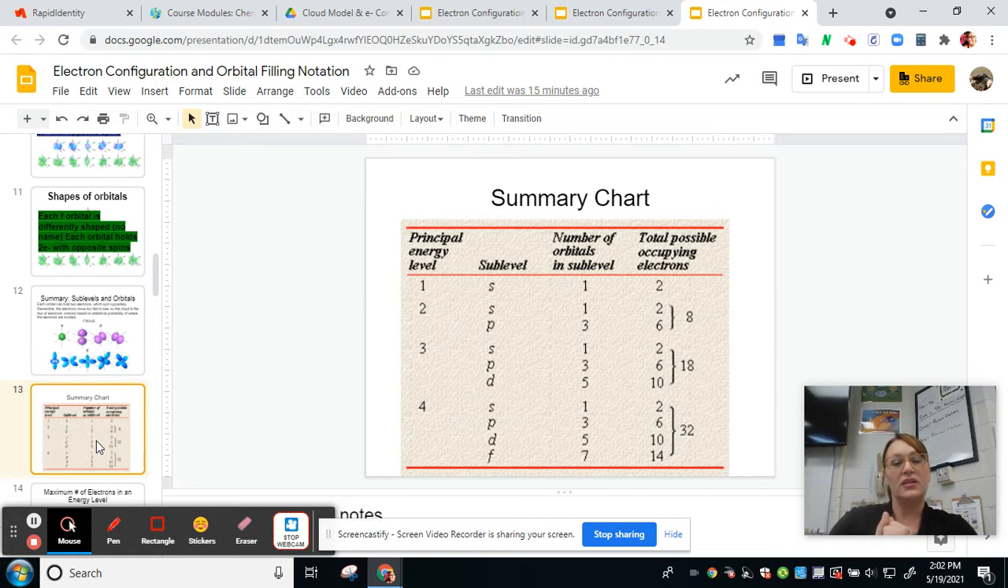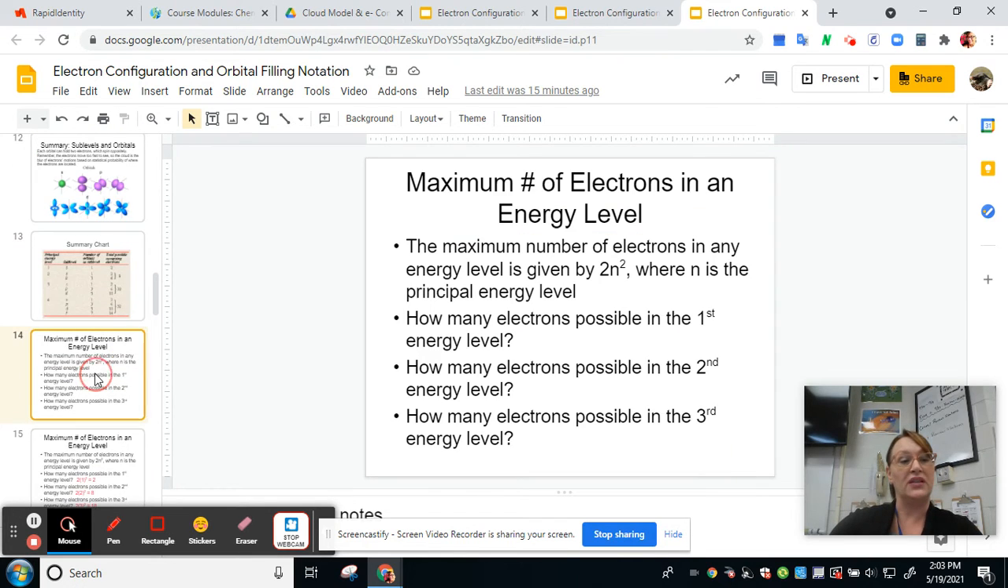And then the fourth energy level will have 4 sublevels, S, P, D, and F. So S has the 1 spherical orbital, which can hold 2 electrons. P has the 3 dumbbell-shaped orbitals, which can hold 6 electrons. D has the 5 cloverleaf-shaped orbitals that can hold 10 electrons. And F has the 7 no-name shaped orbitals that can hold 14 electrons. So adding those up makes a total of 32 maximum electrons. So this is pretty different than the Bohr model, because we never got these 8, 18, 32 situation going on in the Bohr model. So this is pretty different.